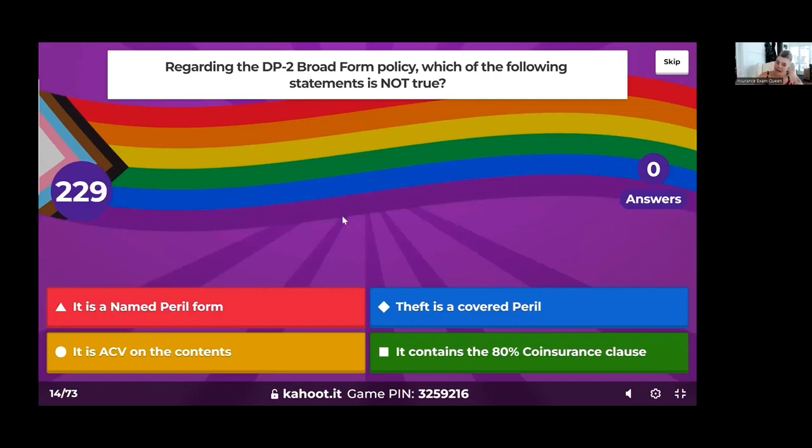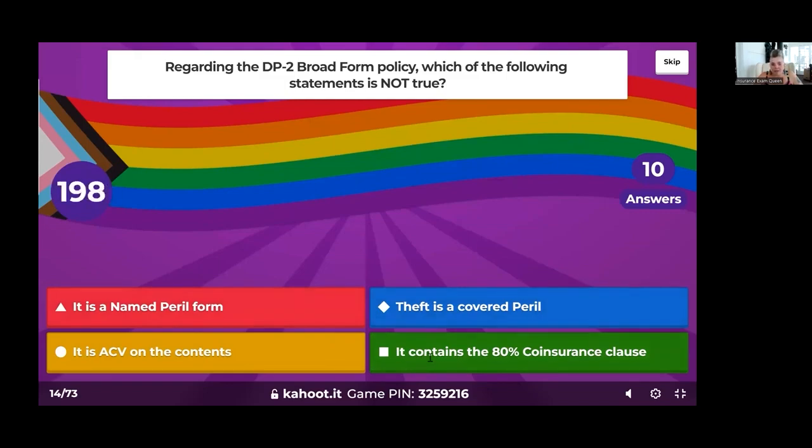If you remember one of the last dwelling questions we had, we said that theft is only covered on a DP3. Theft is only covered on a special form. So hopefully most of you are automatically jumping to theft is a covered peril. That would be false. That would be not true. So even if I don't remember the rest of this, if I remember theft is not covered on a dwelling other than a DP3, I would know that blue is the correct answer.